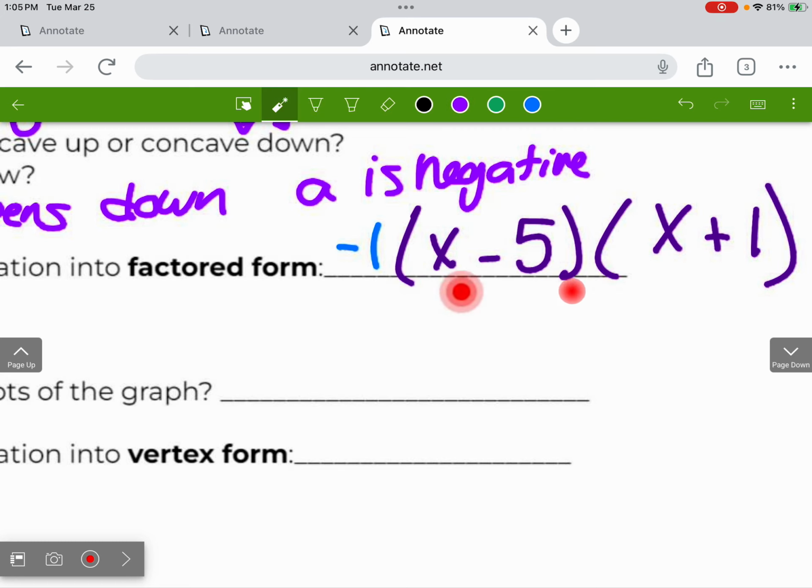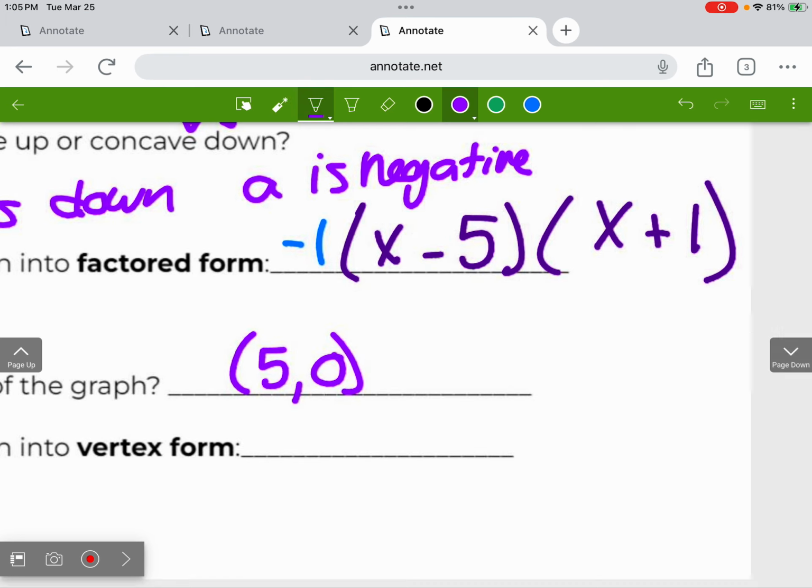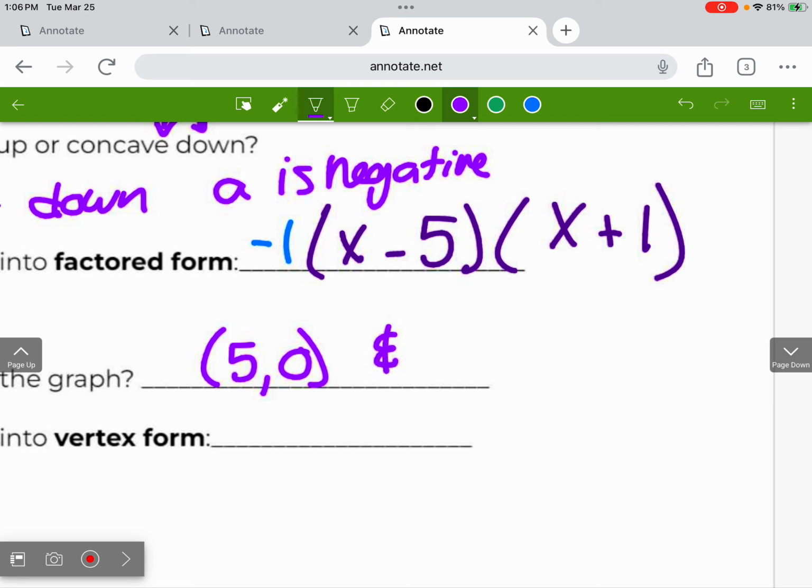What's the root we get from this piece right here, our x minus 5? 5. So we're going to have a root at 5 comma 0. And where's our other one? Negative 1, 0. So that's how we get it into factored form. Questions on factored form?